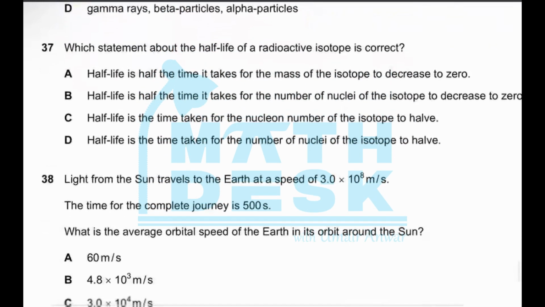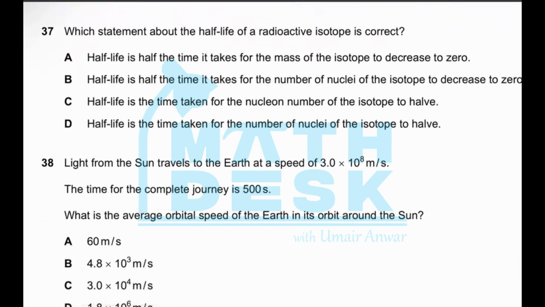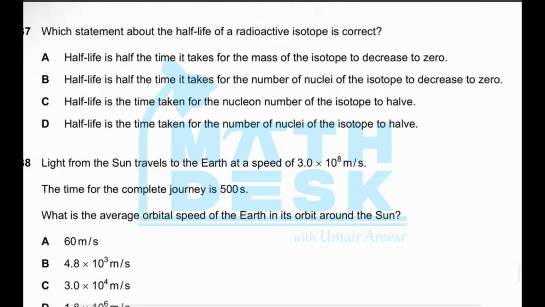Question number 37, it says, which statement about the half-life of a radioactive isotope is correct? Option A, half-life is half the time it takes for the mass of the isotope to decrease to zero. So this statement is not correct. Option B, half-life is half the time it takes for the number of nuclei of the isotope to decrease to zero. No. Option C, half-life is the time taken for the nucleon number of the isotope to half. No. Option D, half-life is the time taken for the number of nuclei of the isotope to half. Yes. So this option is correct.